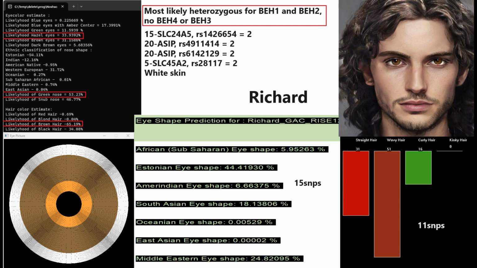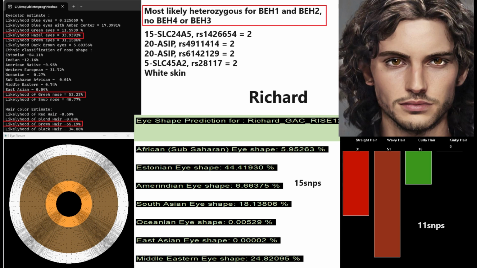He's actually the darkest individual of the three. He's got hazel color eyes, Greek shaped nose, and brown hair. When it comes to his eye shape, the prediction for him is that he has Estonian eye shape, so European facial morphology. That was done with 15 SNPs, a little bit higher quality than the previous individual, and he's predicted to have wavy hair texture. This was done with 11 SNPs, which is once again a big upgrade from 4 SNPs.